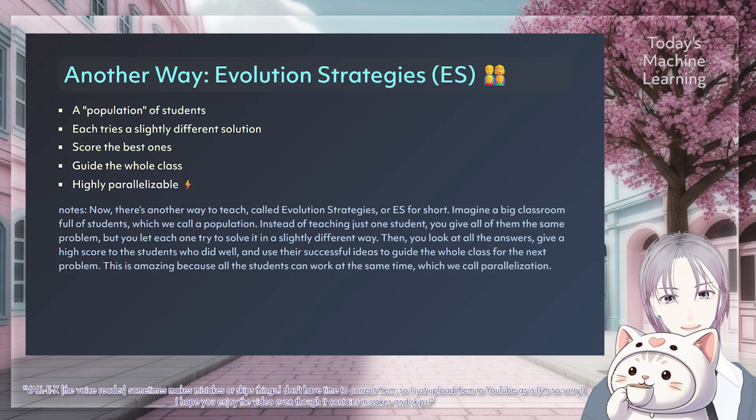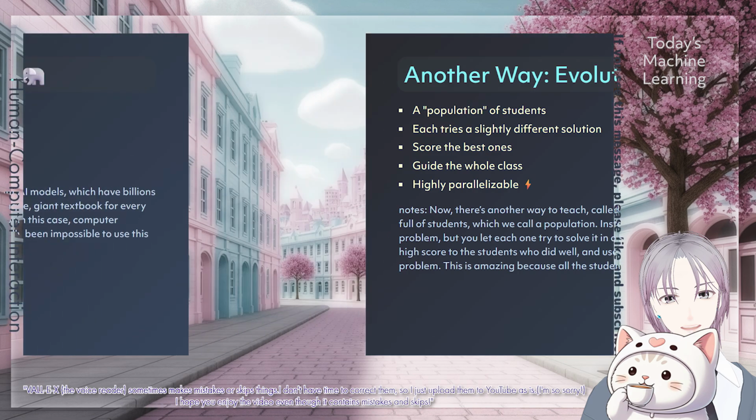Now there's another way to teach, called evolution strategies, or ES for short. Imagine a big classroom full of students, which we call a population. Instead of teaching just one student, you give all of them the same problem, but you let each one try to solve it in a slightly different way. Then you look at all the answers, give a high score to the students who did well, and use their successful ideas to guide the whole class for the next problem. This is amazing because all the students can work at the same time, which we call parallelization.